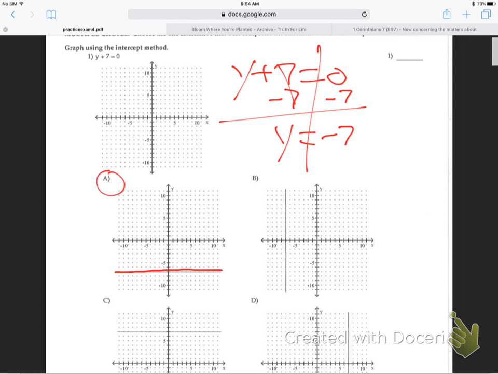Here it is hitting the y-axis at minus 7. Right, because this is the y-axis. This is the x. Good, out of the gate. So always get y alone on every graphing problem. All right, let's keep going.